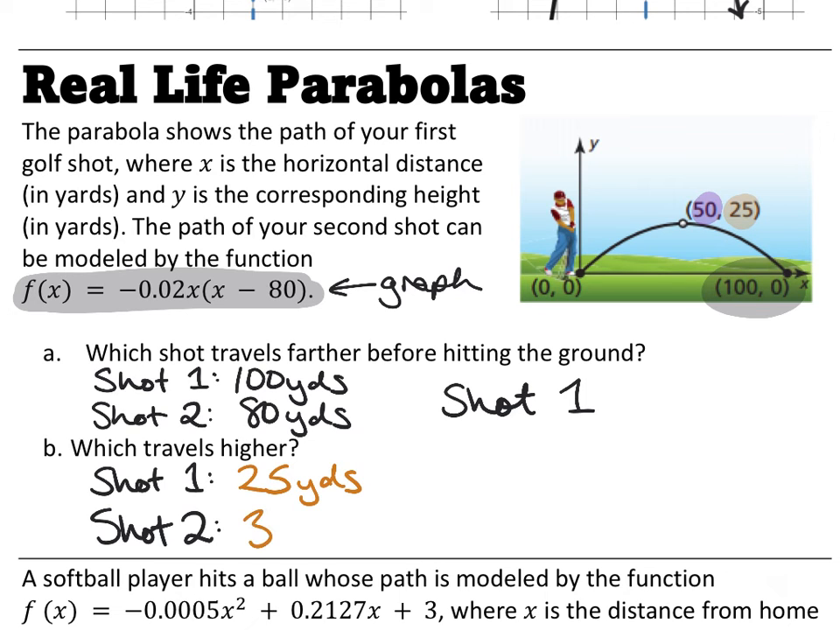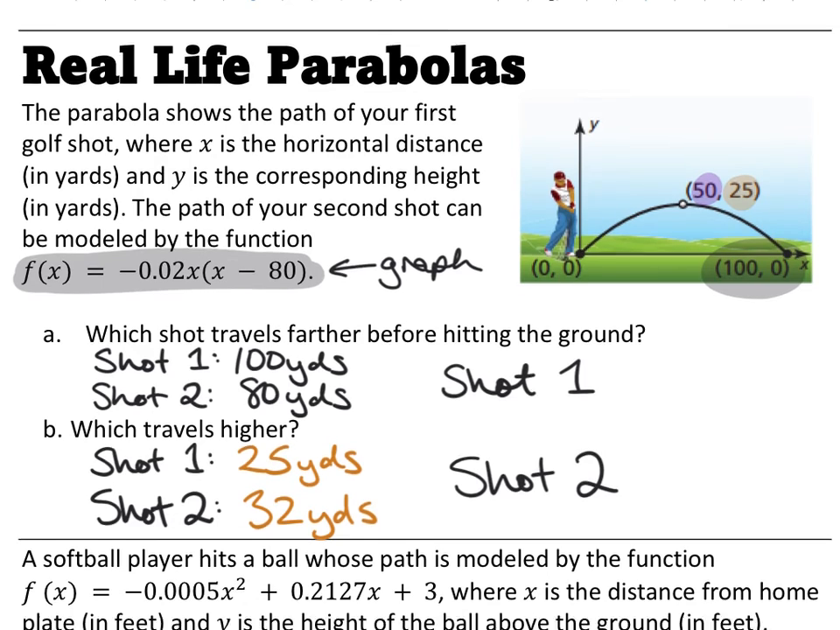32. That's how high the vertex is. That's the maximum value of this parabola. So which one travels higher? Shot number 2. Okay, so occasionally we're going to be comparing parabolas to each other, and this vocabulary is very easy to compare, especially when it's in real life. You're looking at it like it's an actual golf ball getting shot off and landing back on the ground.